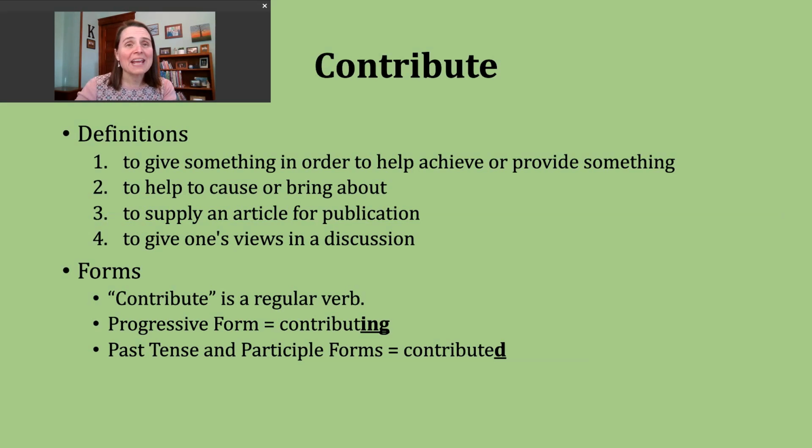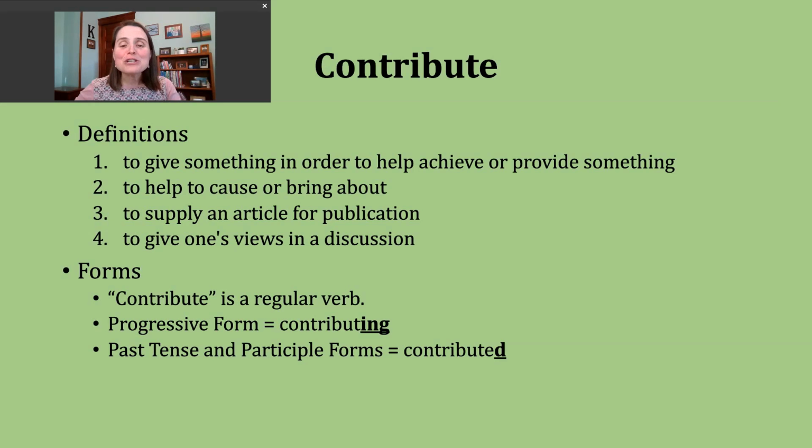A fourth way you might hear contribute used, particularly in a classroom, is to give one's views in a discussion. This can be really important in some college courses. There might be large classroom discussions or smaller group, and you are expected to offer your ideas, your opinions, many times with support. You are expected to contribute.